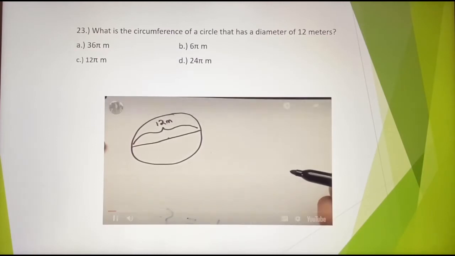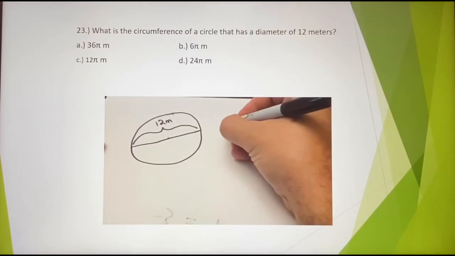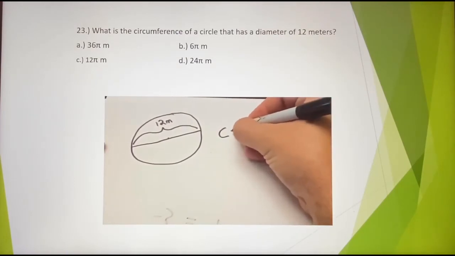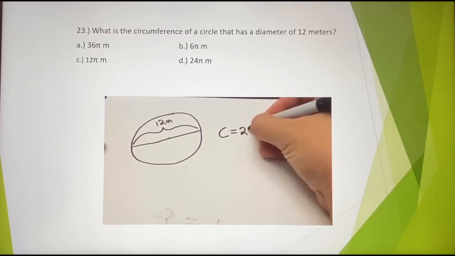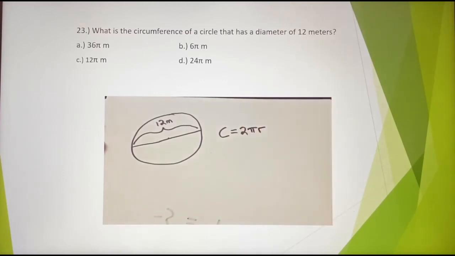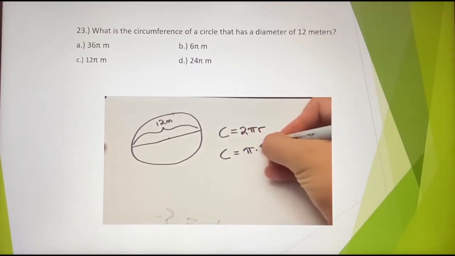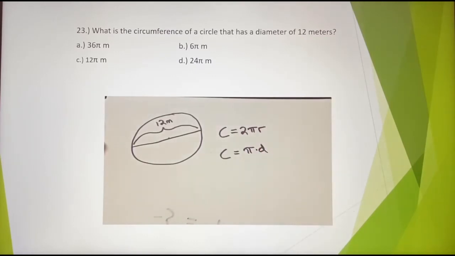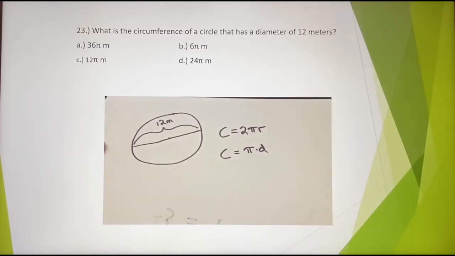Okay, we have a circle that has a diameter of 12 meters. We have two circumference formulas on the reference sheet. One is going to be 2 times pi times the radius, and the radius is just half of the diameter. But we also have one that involves the diameter, and it's just pi times the diameter. Depending on the type of problem, if they give you the radius, we're going to use this formula. Since we know the diameter, we're just going to plug it in for D.